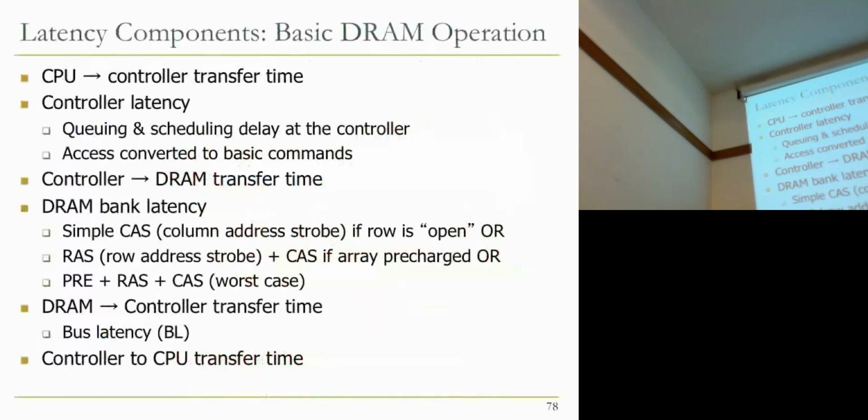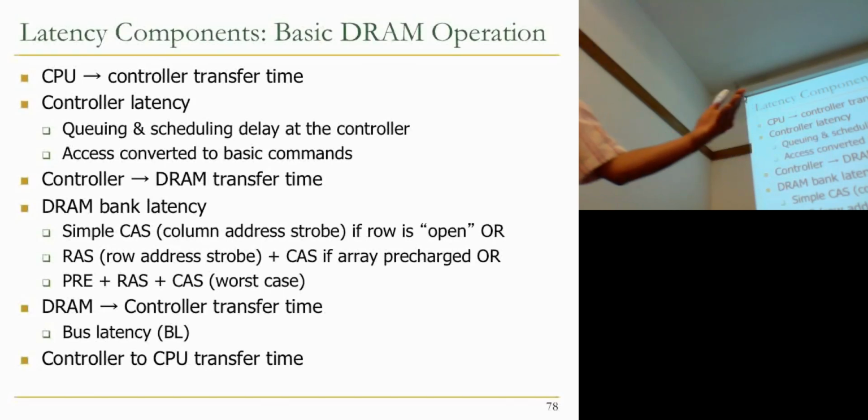Okay, so there are a bunch of latency components in this access, obviously. If the processor needs to access DRAM, there's a lot of latency involved in this, and this is something we're going to try to optimize. First, the CPU needs to send to the memory controller itself the address that it needs. The controller itself has some queuing and scheduling delay because there may be other cores that are accessing memory at the same time, and these requests get queued.